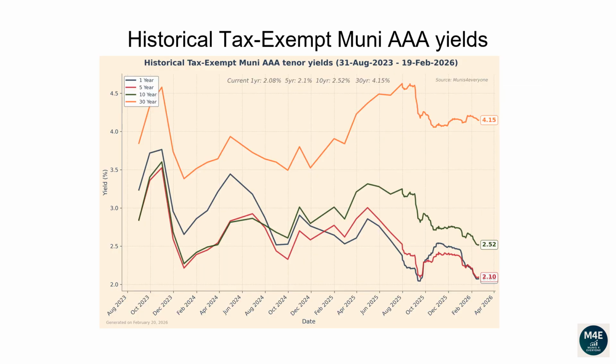This line plot and the next plot show how each tenor of the Muni yield curve has changed over time. From the 31st of August 2023 to the 19th of February 2026, the 1-year yield has dropped from 3.24 to 2.08. The 5-year yield has dropped from 2.85 to 2.1. The 10-year yield has dropped from 2.84 to 2.52. The 30-year yield has increased from 3.85 to 4.15.